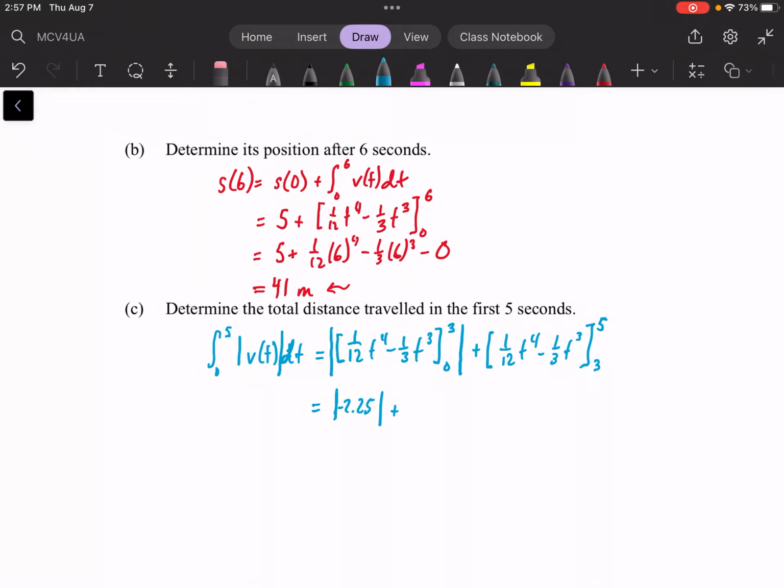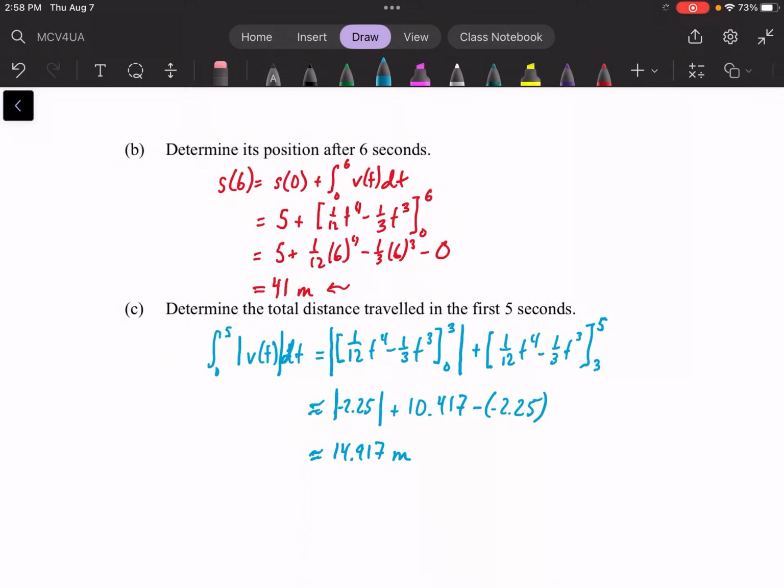This is going to be 10.417. Then I have to subtract negative 2.25 from this, and then I get this value as approximately 14.917 meters traveled.